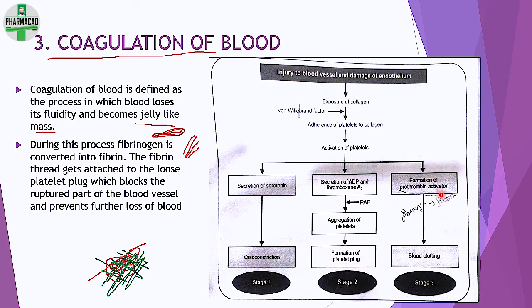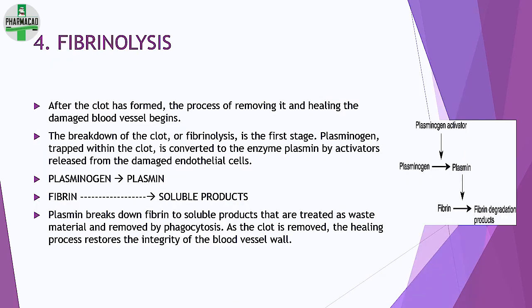Third thing is formation of prothrombin activators. There are multiple steps. Ultimately, the end result is that we get fibrin. Fibrinogen is converted to fibrin, and the blood is clotting. These are the 3 stages, and we move on to the next slide. The last step is fibrinolysis.